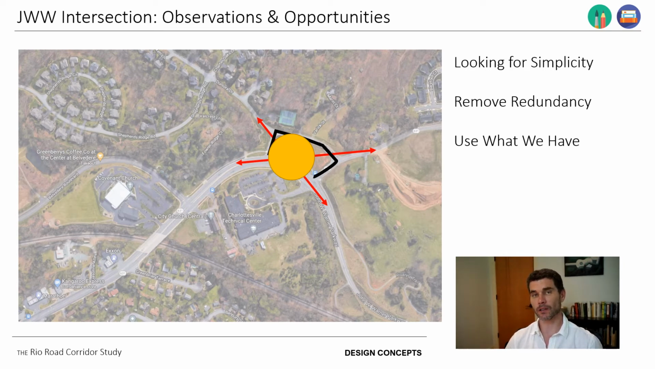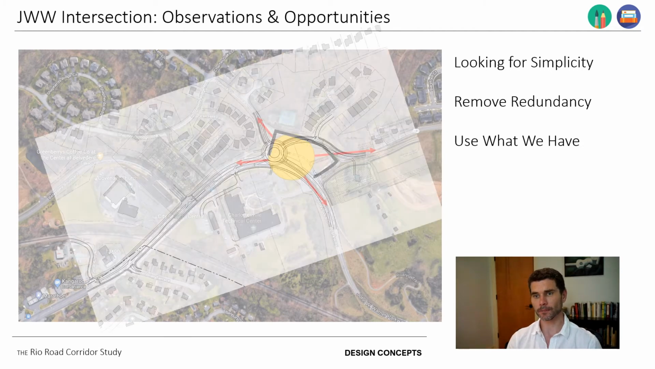The question is, where should that roundabout go? And if you look at this diagram, you would think that the roundabout is more or less centered at the crossroads. And that's what we see here. We are actually showing that the roundabout should be offset from the current intersection location by several hundred feet.